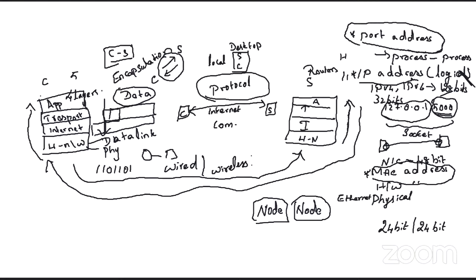Now we have seen three addresses: the port address in the transport layer, the IP address in the internet layer, and the hardware address. This IP address is for host to host communication, and the hardware address is for node to node communication. Here, which is the host? Client is one host and server is another host, right? So from this IP address, it has to go to the corresponding IP address.